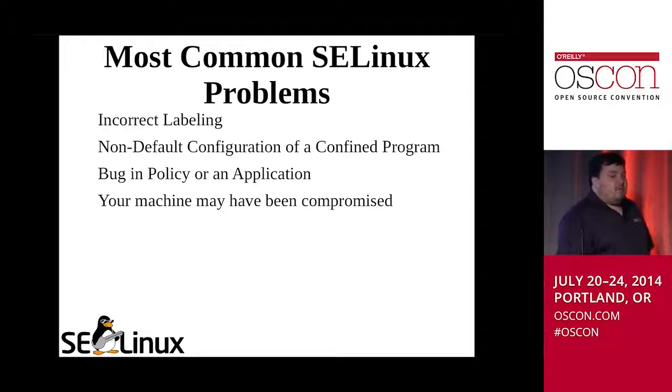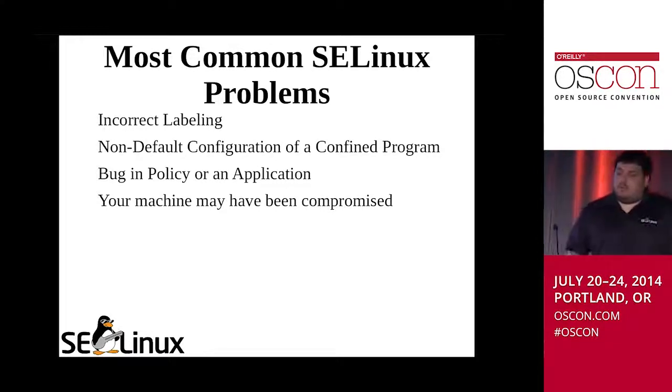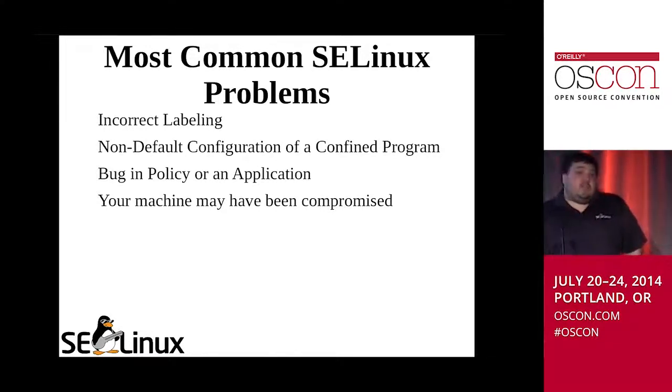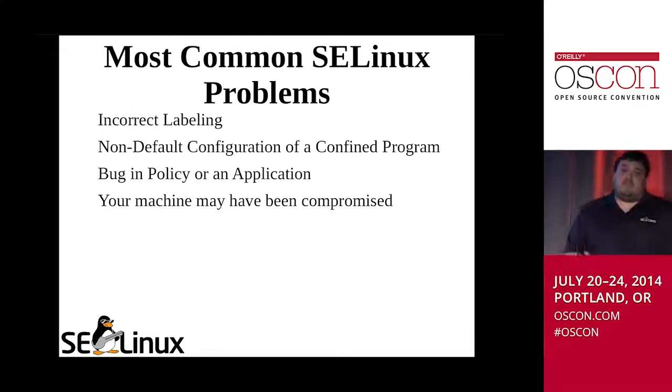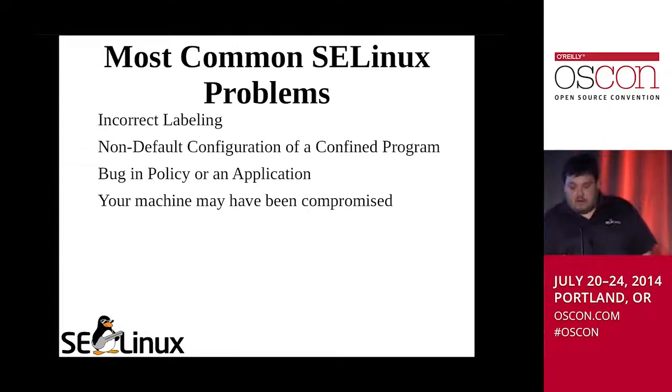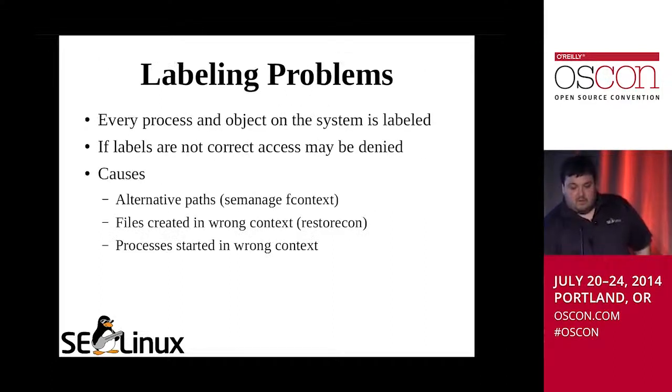And the fourth one, which is there for shock value, Dan Walsh put this one in, is it could legitimately be someone is trying to break into your system. That the denials that you're seeing are not because the program wasn't updated correctly policy-wise, but someone's actually trying to exploit a service and make it not work and do something it's not supposed to.